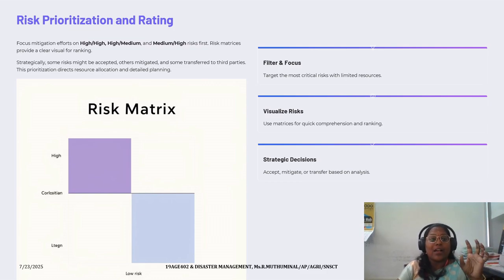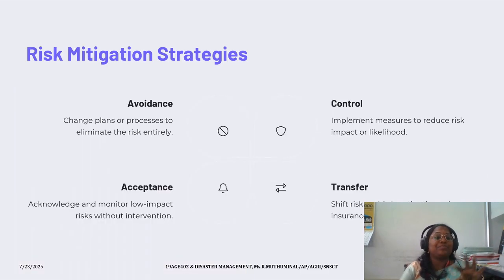If it is accepted, then others could be mitigated and some could be transferred to third parties. This prioritization directs the resource allocation and detailed planning. So here what we mostly consider is the most critical risk with limited resources, and then we have to visualize the risk using the matrices for comprehension and ranking. And then we can make the strategic decision like acceptance, mitigation or transfer based on this kind of analysis.